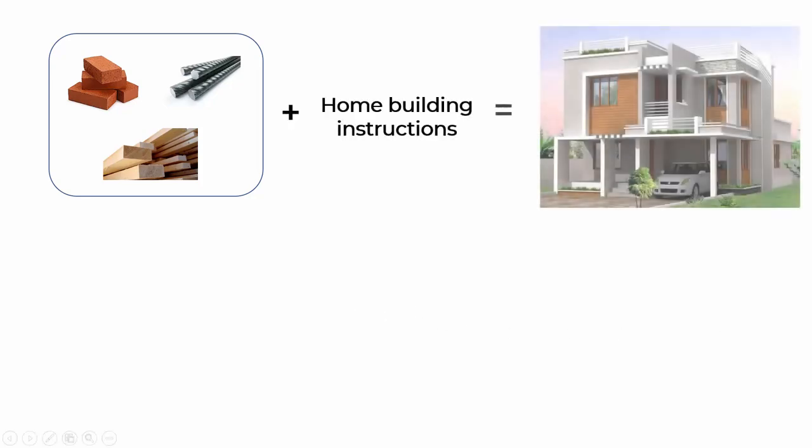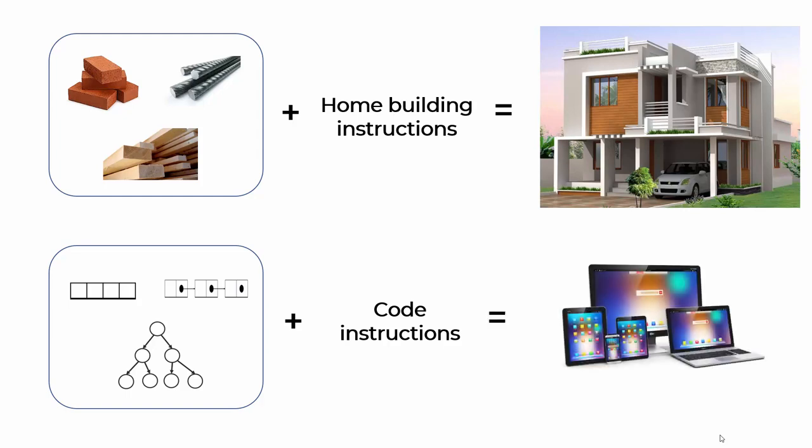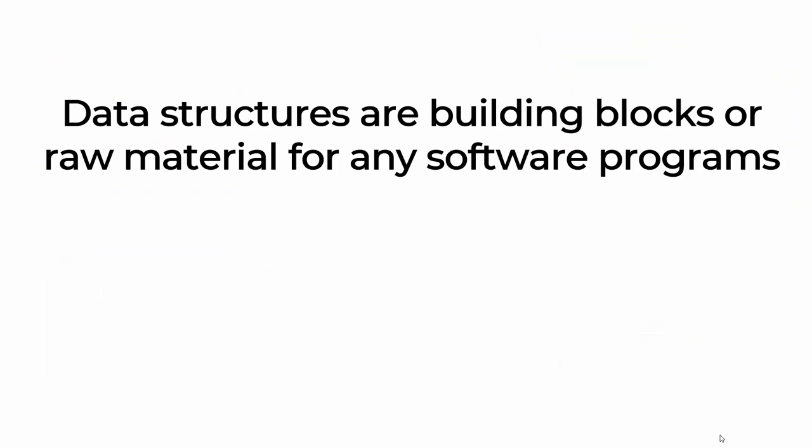When you're building a home, you need certain building blocks and raw materials, such as bricks, wooden planks to build your furniture, metal rods, etc. On top of that, you apply the instructions for building a home and you get a home as a result. Similarly, when you're building a software application, you need raw building blocks, which are basically your data structures, such as array, linked list, tree, etc. On top of that, you apply the code instructions which operate on those data structures, and as a result, you get a software application.